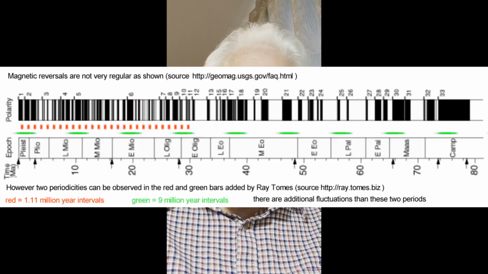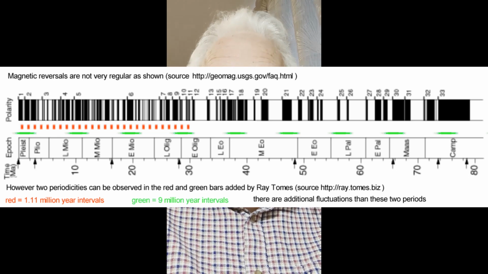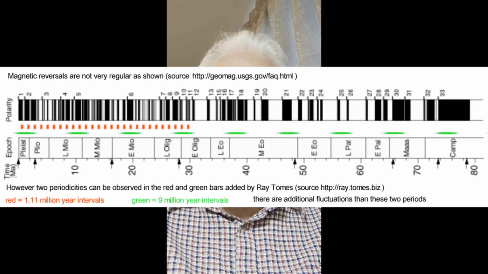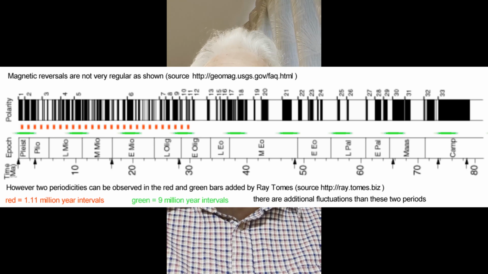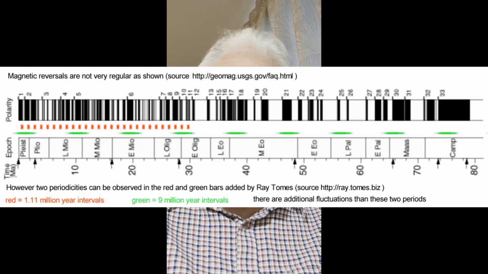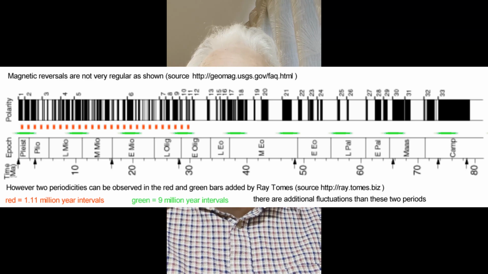They say that it's not cyclical, and it's not entirely cyclical, but there are cycles in it. There's two particular ones, one of 1.11 million years and one that's probably 8 times that. It's around 9 million years. And they show up throughout the record. And there are other shorter and other in-between cycles as well.